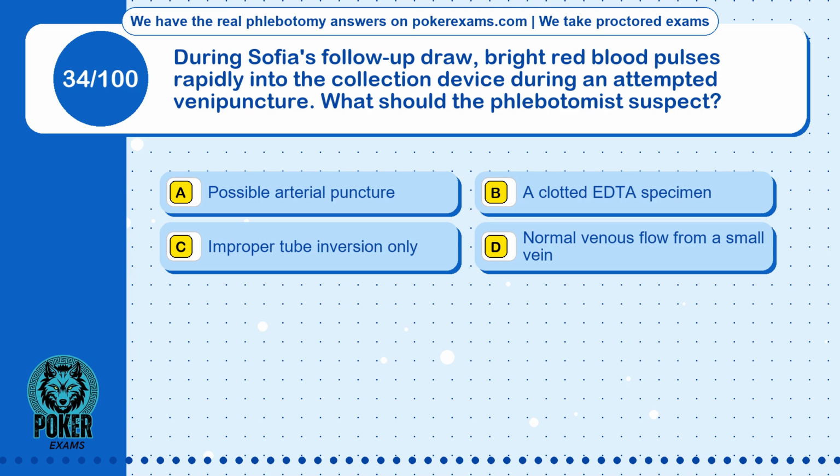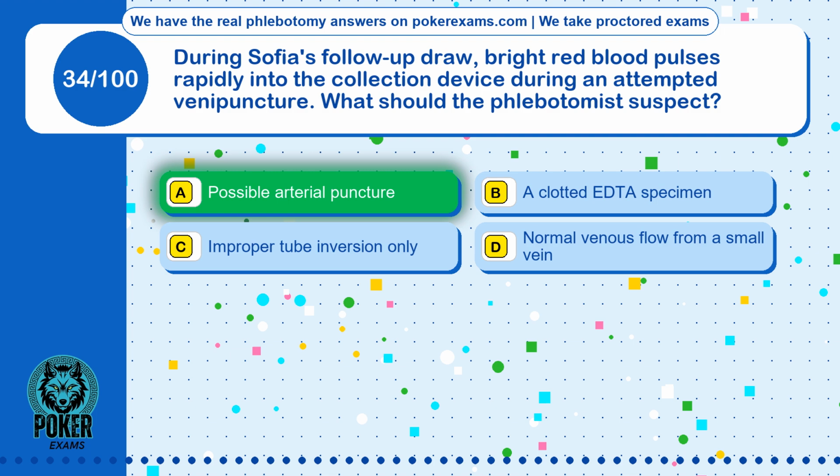Question 34. During Sophia's follow-up draw, bright red blood pulses rapidly into the collection device during an attempted venipuncture. What should the phlebotomist suspect? Option A. Possible arterial puncture. Option B. A clotted EDTA specimen. Option C. Improper tube inversion only. Option D. Normal venous flow from a small vein.